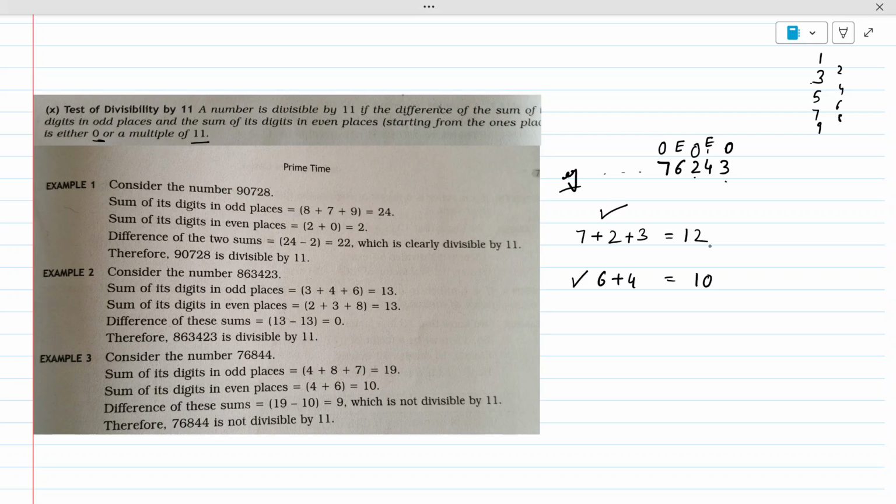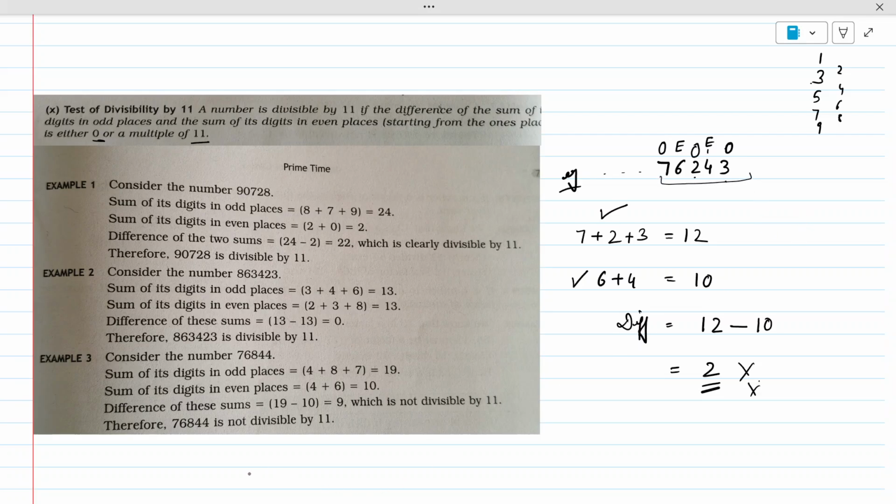Now what we have to do is find their difference. Difference will be 12 minus 10. What we are doing here? We are finding the difference of the sum of the numbers at odd places and the sum of the numbers at even places. Difference is 2. Now the difference should either be 0 or a multiple of 11. It is not 0, it is not a multiple of 11 also. So that means this number is not divisible by 11.